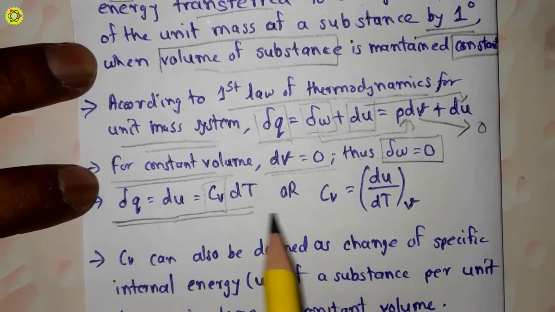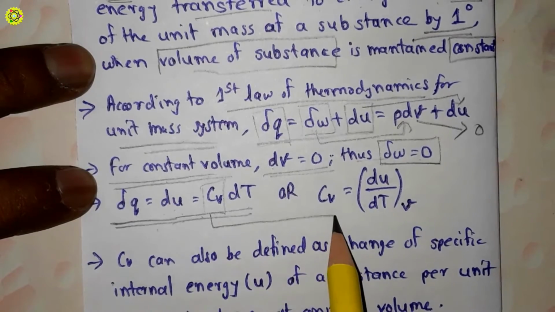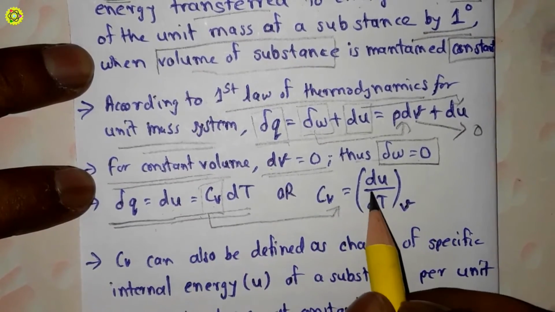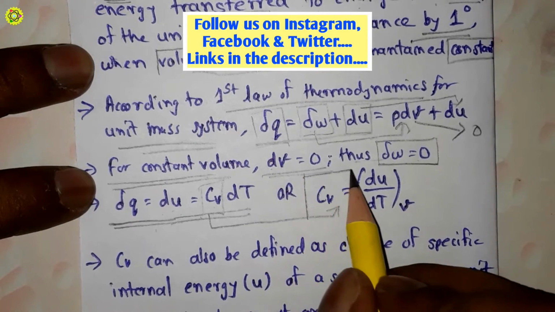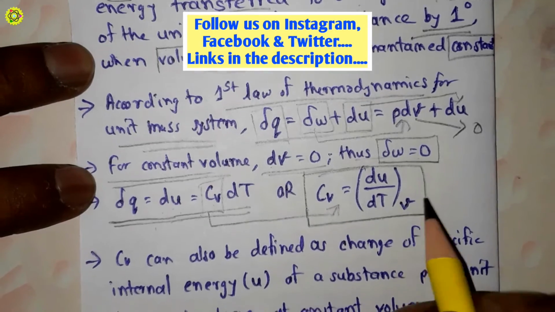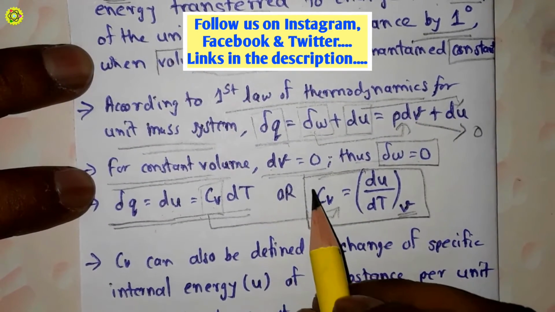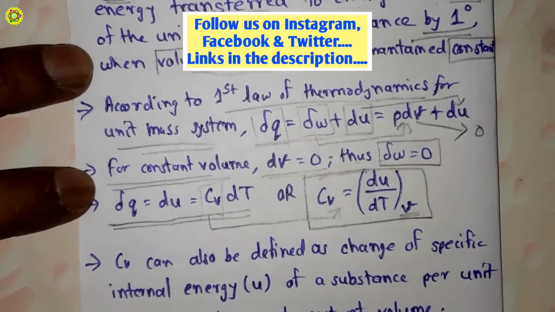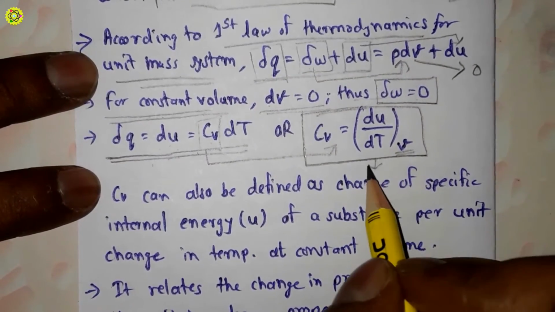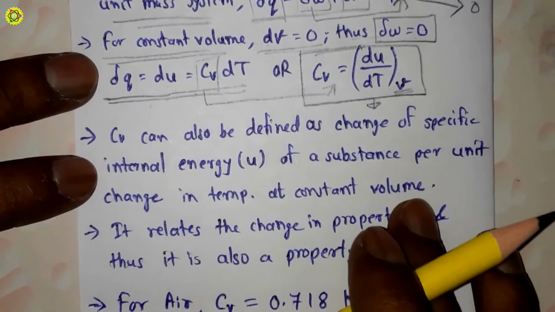Now we can write this equation as Cv is equal to du upon dT, and this v represents the constant volume process. Now, from this we can define specific heat at constant volume as follows.